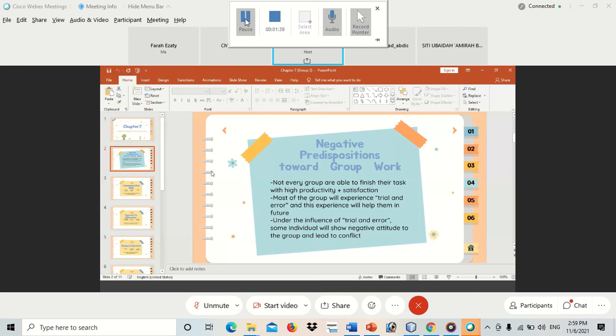Under the influence of trial and error, some individuals will start to show a negative attitude to the group, and this will lead to conflict.